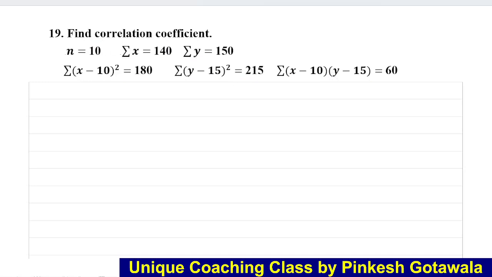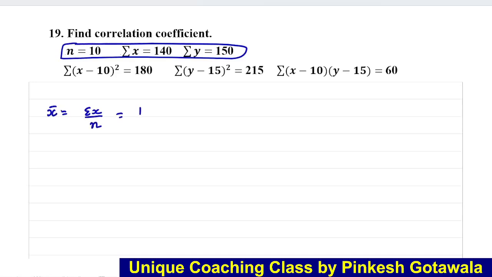But remember, I just told you in the previous sum, we have to check, it may be two possibilities, mean or assumed mean. So let's check that. First of all, let's find out our mean. Let's find the mean and then check. So x bar is sigma x divided by n, 140 divided by 10, that is 14, and y bar is sigma y divided by n, 150 divided by 10, that is 15. Okay, we get x bar and y bar.